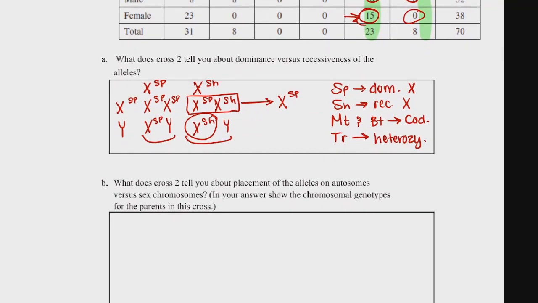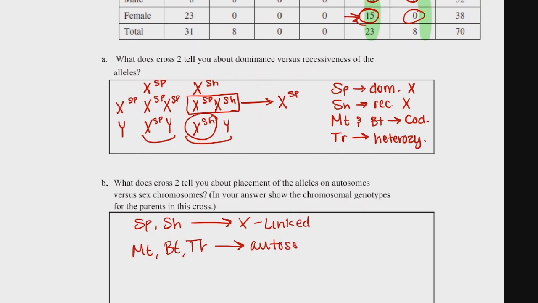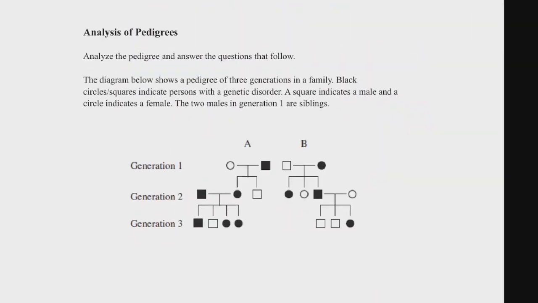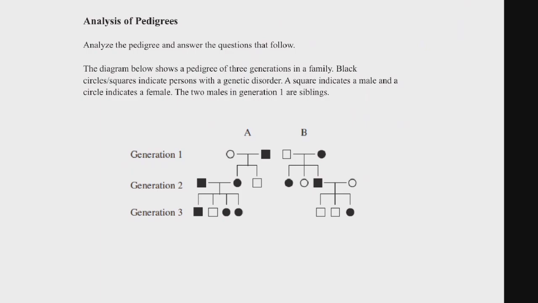So as we said above, what does the cross tell us about the placement of alleles? We know that SP and SH are X-linked. MT, BT, and TR are autosomal. Awesome. Now we're going to move on to pedigrees. Pedigrees are super fun. I really like doing this analysis. And so using this pedigree, and I'll be switching back and forth between this page because unfortunately I couldn't get it onto one page, but we'll be using this pedigree to answer some questions.